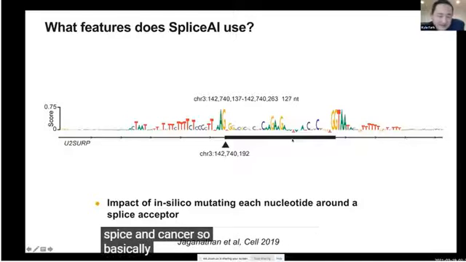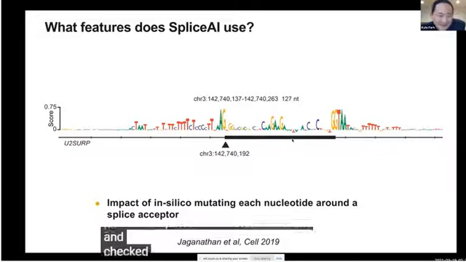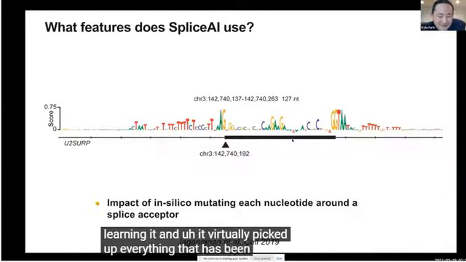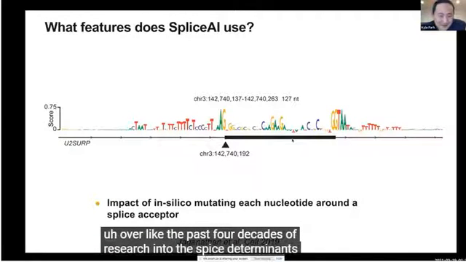So basically, everything that has been reported in the literature, we went and checked to see if the model was actually learning it, and it virtually picked up everything that has been documented over the past 4 decades of research into the splice determinants.